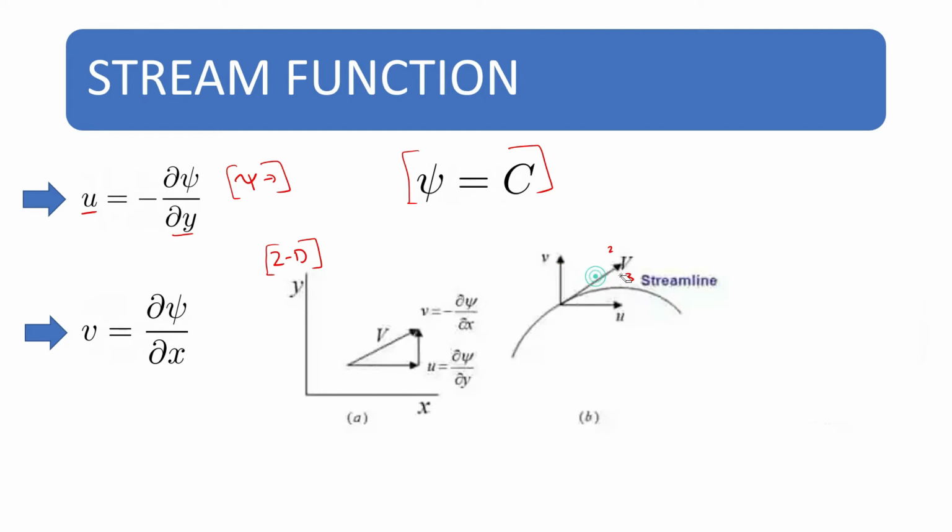Now let us draw another streamline. The streamline is defined such that the tangent to the streamline gives you the velocity, as we have discussed earlier. This velocity has two components, the x component and the y component. The x component is the velocity u and the y component is v. And you can see that v is equal to dou psi by dou x and u is equal to minus dou psi by dou y.